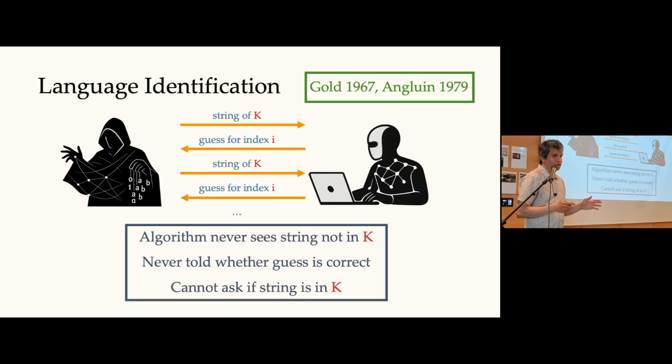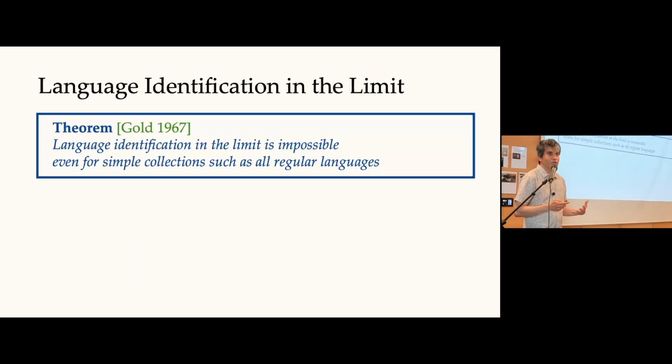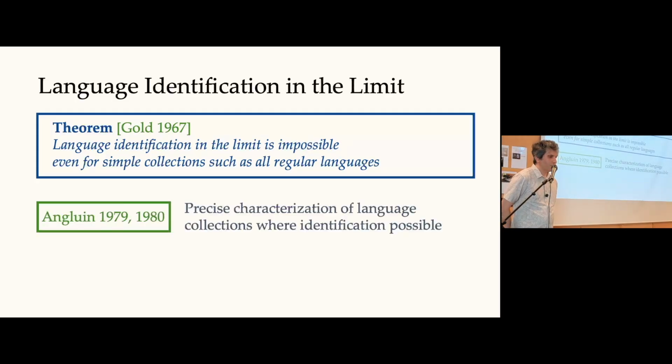So it feels like a fairly general model. And if you think that this model is too strong, too good to be true, in fact it is, and the main result that Gold proved about 60 years ago is that language identification in the limit in this model is impossible. Okay, and it's impossible even for very simple collections such as all regular languages. Okay, so if you're hoping for success, even with a simple setting, it's not possible in general. Okay. And 12 years later, Angluin in 1979 and also in later papers gave a precise characterization of which languages identification is actually possible for. And it turns out that it can be done, but in very, very restricted cases.